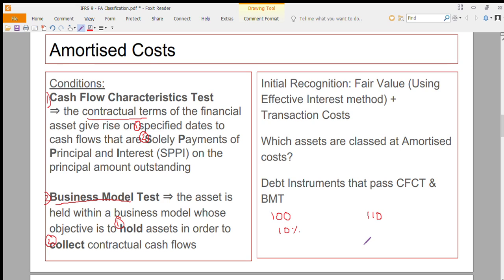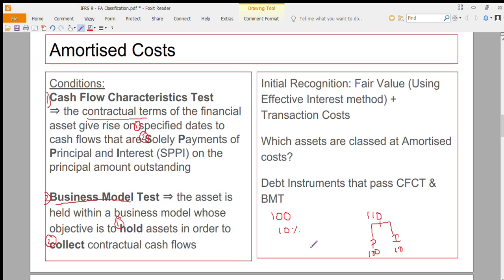The first condition is, are there contractual terms that specify dates? Yes, we have a contractual term of 1 year, and it specifies the dates of the cash flow. It specifies when your friend should repay the loan to you. And what is the nature of the cash flow? What is the nature of the $110 that you are going to get at the end of 1 year? It has two components. It has a principal component of $100 and an interest component of $10, and there is nothing else. So this contract passes the first test, the cash flow characteristics test.